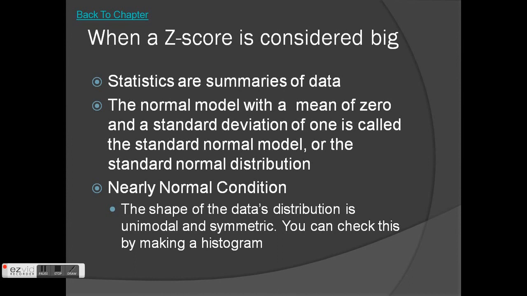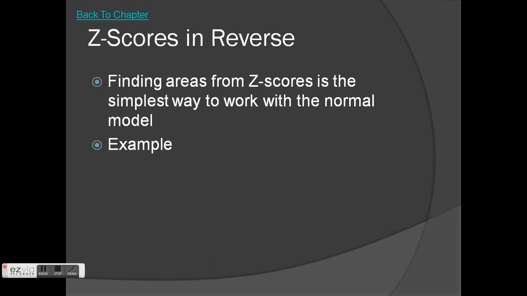The nearly normal condition: the shape of the data's distribution is unimodal and symmetric. You can check this by making a histogram. Z-scores in reverse. Finding areas from z-scores is the simplest way of working with a normal model.